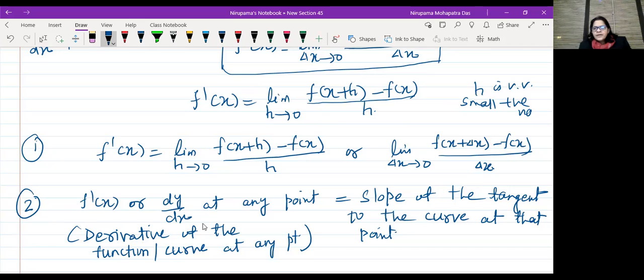In the next class, you will be taking some questions on how to use first principle to evaluate limits of some functions, and in turn how to find the derivative of a function from first principle. Thank you so much. I hope it's very clear to you. Specifically, I just wanted to show you the geometrical meaning through GeoGebra. Thank you so much.